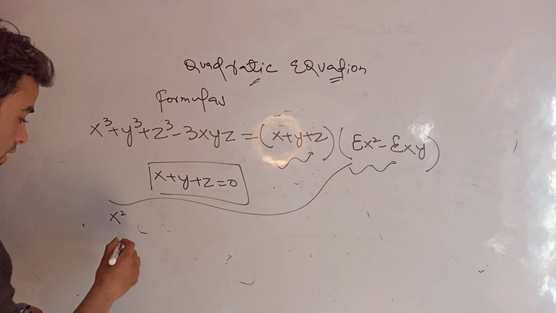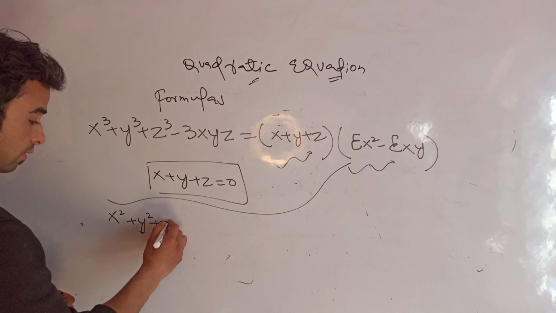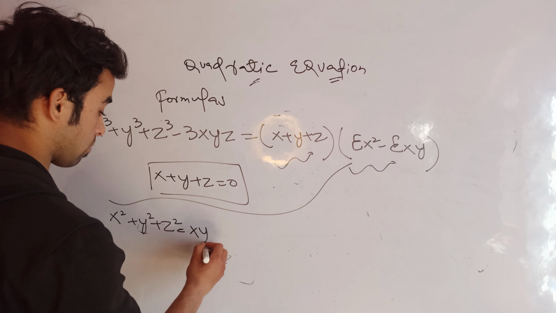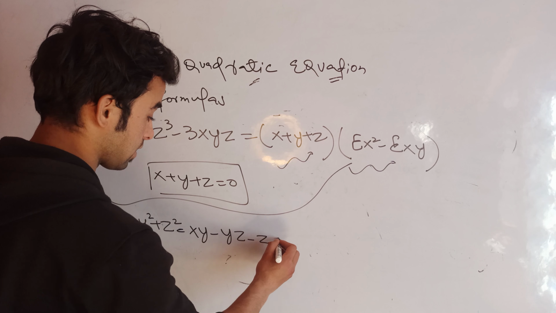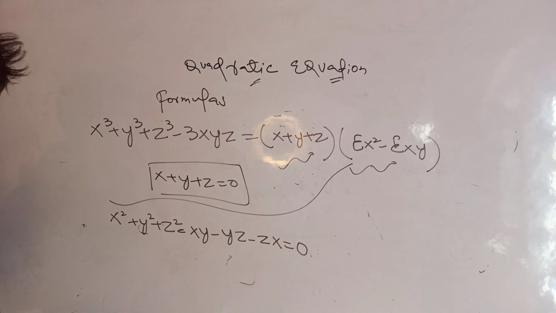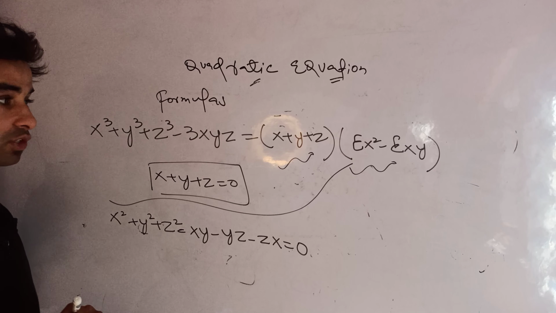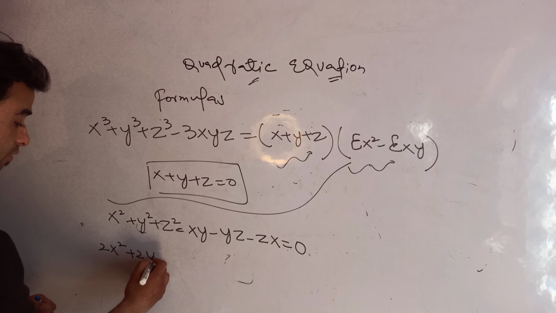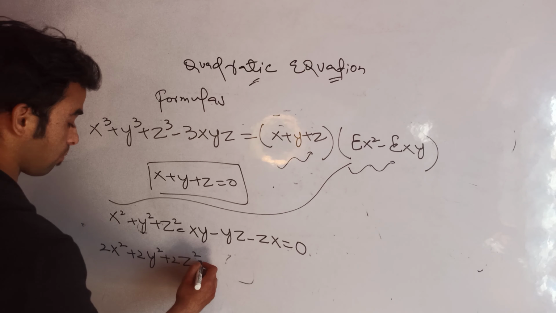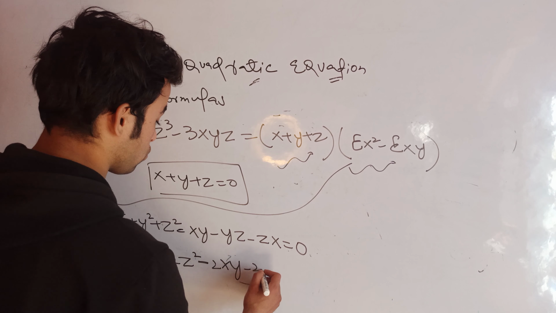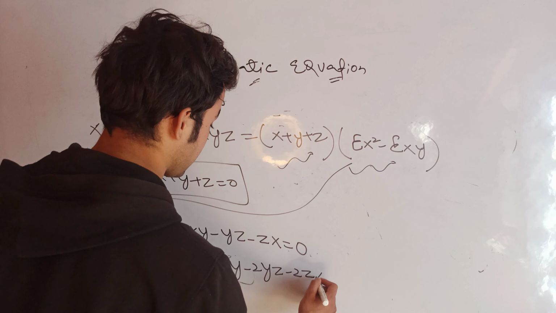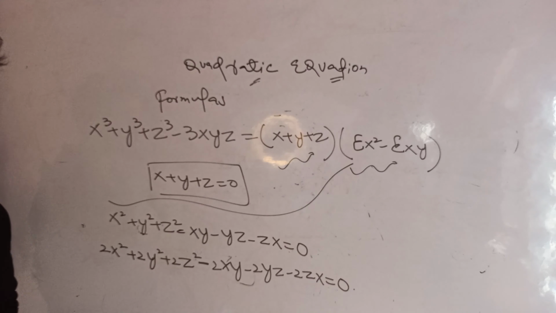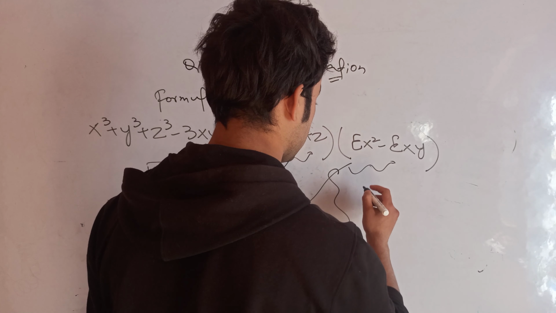I'm going to open it up: x squared plus y squared plus z squared, where sigma x squared represents these 3 terms, then we have minus xy minus yz minus zx. This has to become 0. Okay. Now what I'm going to do here, I'm going to multiply both sides by 2. Why I'm doing that? Because it will let us know. This becomes 2x squared plus 2y squared, multiplying every term by 2, plus 2z squared minus 2xy minus 2yz minus 2zx equals 0.